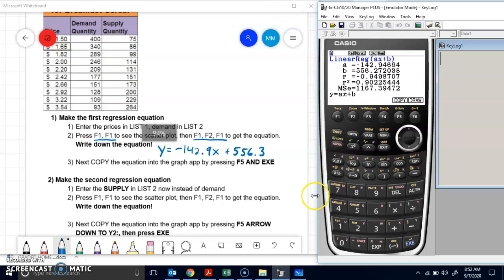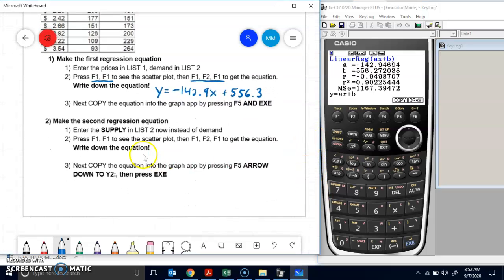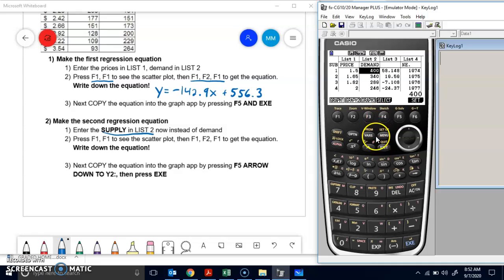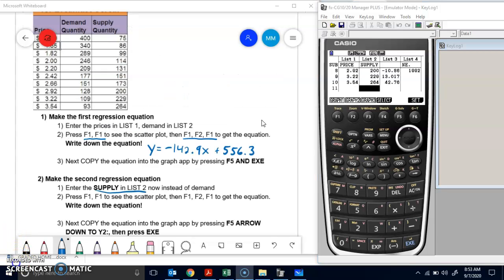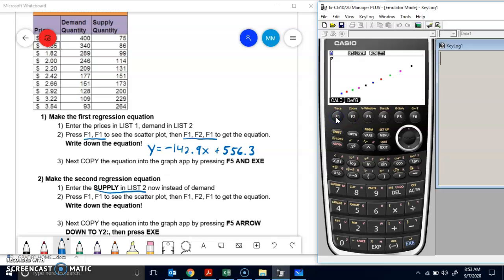So now I'm going to go down and make the second equation, and I'm going to replace demand with supply in list 2. So I'm going to go back out, and I'm going to change list 2 to the supply values. If you're following along, pause and enter those now. You can see I now have my supply values in, and I'm going to graph this now. You can see it's going up as the price goes up.